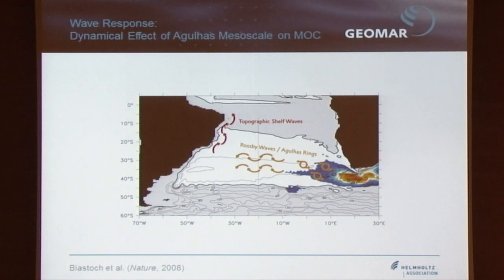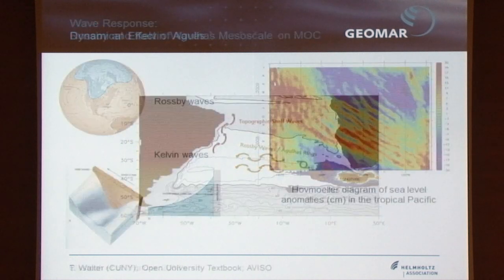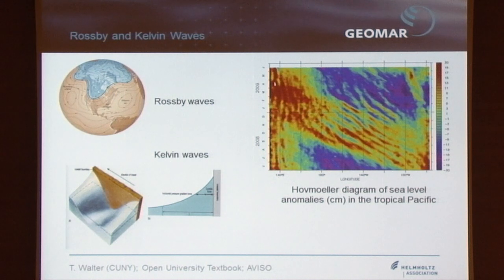The Agulhas rings, or Rossby waves emerging from the Agulhas region, travel and cross the Atlantic Ocean on a more than 2-year timescale, and rather than introduce and shed so-called topographic shelf waves. For those of you who are not familiar with these two wave types, let me quickly introduce that.